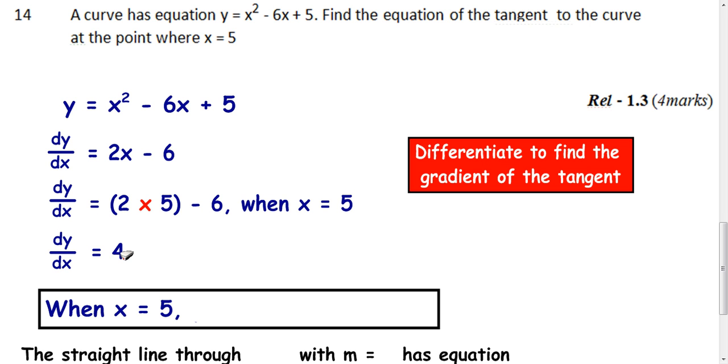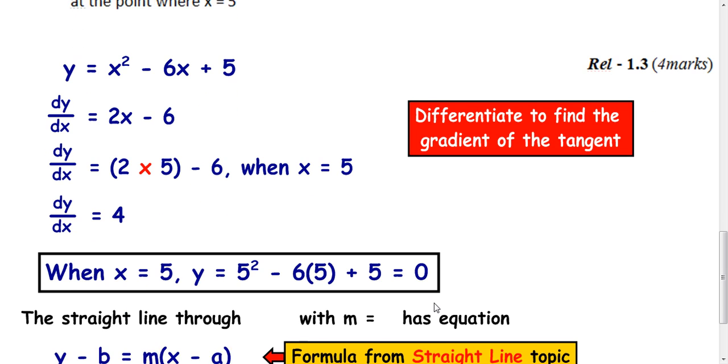Now, the next thing I need to do is, for my equation of the straight line, y take b equals mx take a, I not only need a gradient, but I need a point on the line. I have an x value, so I need a y value to create a coordinate. To get the y value, it's dead easy. You just put 5 into this formula that says y equals. So I'm going to get 5 squared, take away 6 times 5, add 5. Now that's 25, take away 30, add 5. That just goes to 0.